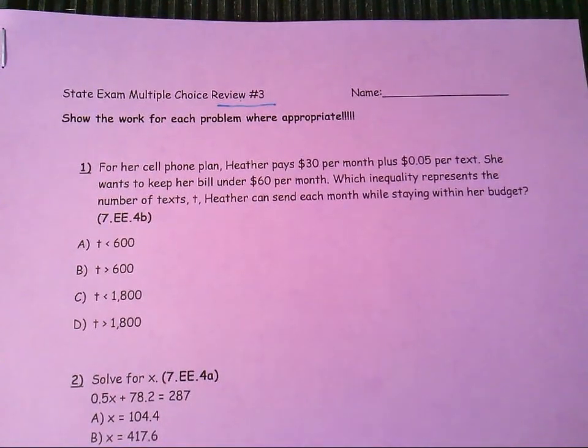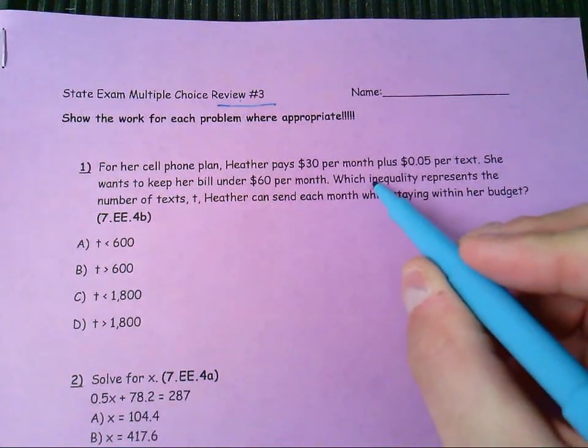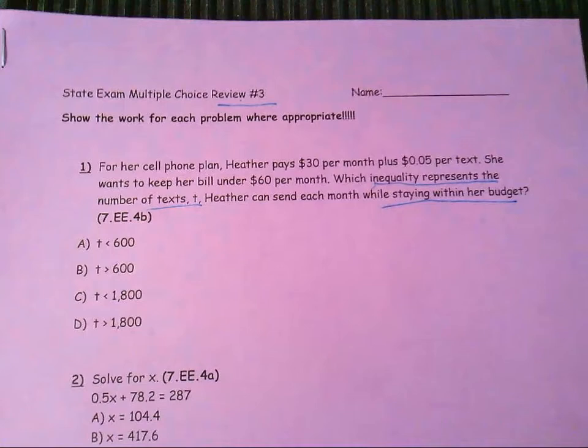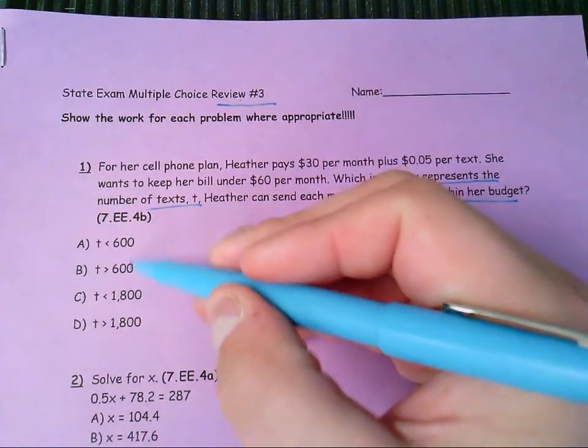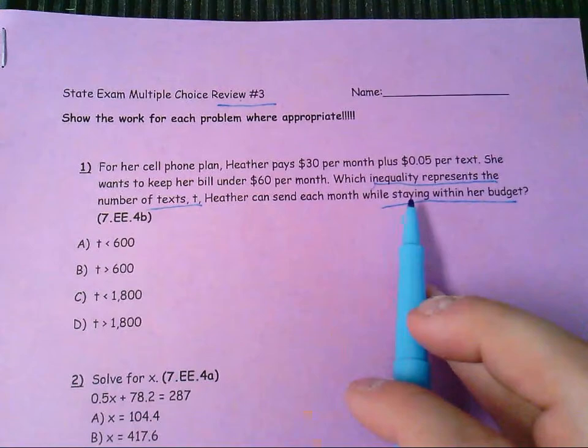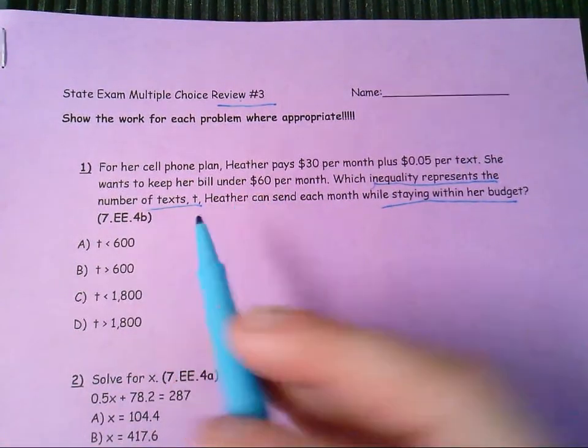For number 1, Heather: which inequality represents the number of texts Heather can send each month while staying within her budget? A lot of this is going to boil down to, you can see you're either going to get 600 or 1800. So let's first focus on getting that. I'm going to work myself backwards from this.